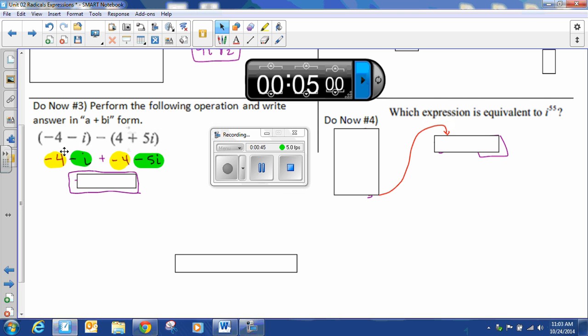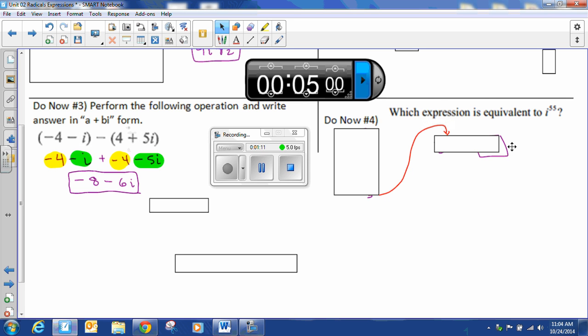So we combine like terms, keep, change, change. We change this operation to addition, and then we invert whatever the sign is here. We negate. So we have negative 4 plus negative 4 is negative 8, and negative i plus negative 5i is negative 6i. Finally, over here, we have which expression is equivalent to i to the 55th power.